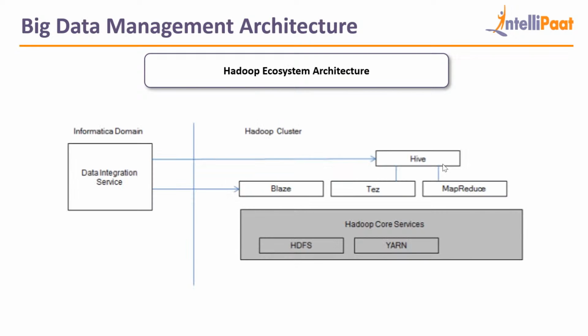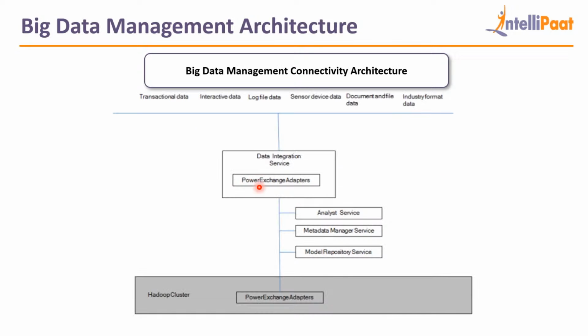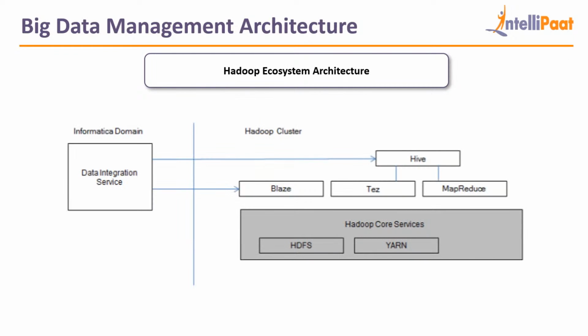Next comes the Hadoop ecosystem architecture. Now we've seen how it connects with the Hadoop cluster. Over here, this is inside the Hadoop ecosystem. You can see the data integration service is connected to the Hadoop cluster. Inside the Hadoop cluster, you have various engines. One engine is Hive, one engine is Blaze, and there is a separate engine which is the Informatica native engine. It does not come under the Hadoop cluster.